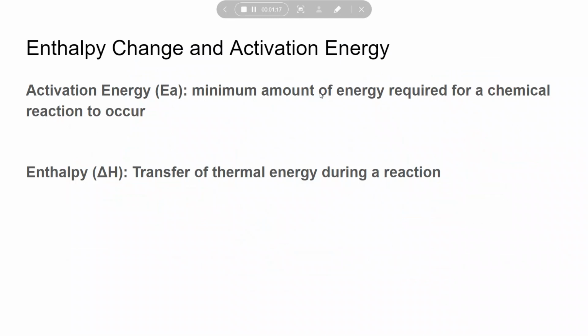Now, for a chemical reaction to occur, particles must collide. However, not all collisions lead to chemical reactions. The collisions must have enough energy and must collide in the correct orientation. This minimum amount of energy required for the chemical reaction to occur is called the activation energy. And you also have to know the definition of enthalpy, which is the transfer of thermal energy during a reaction.